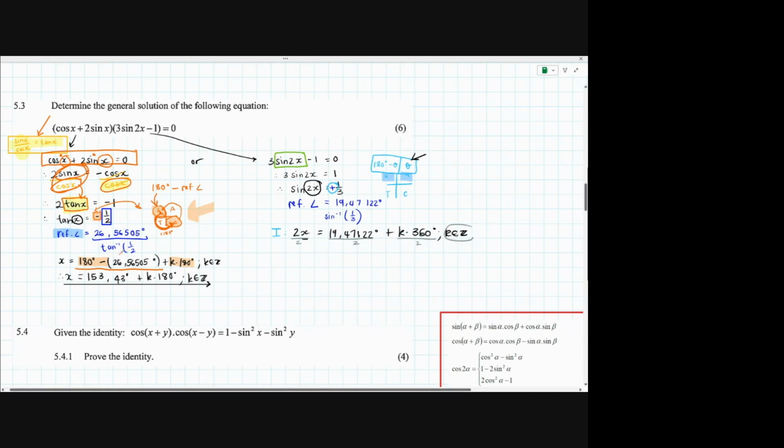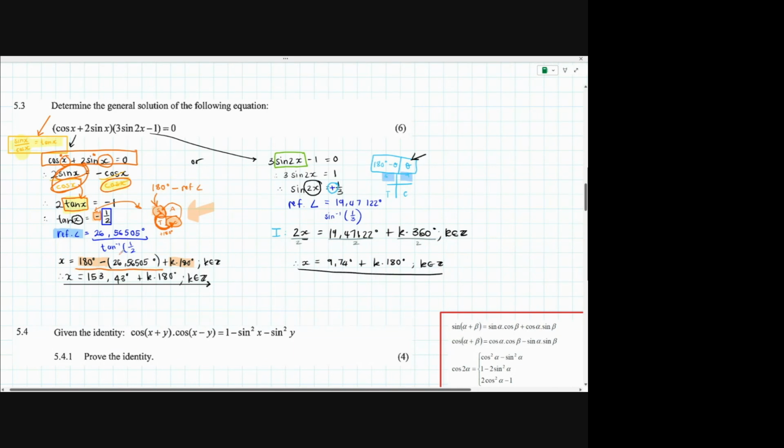This isn't a term. This is just like a restriction or a note that we make. Everything divided by 2. And so we get that x is equal to 19,47122 divided by 2, which is 9,74. You can obviously round off now. Plus k times 180. And that is our first solution that we've gotten.